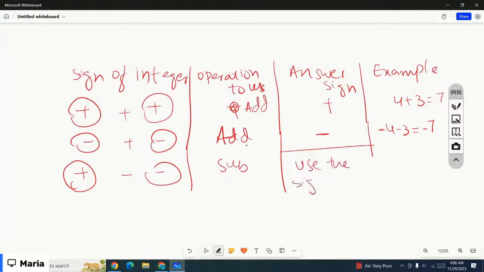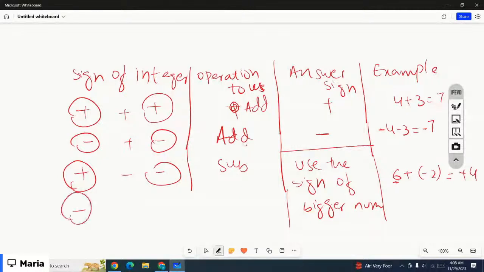Answer have the sign that is the bigger number. Use the sign of the bigger number, right? For example, you have 6 plus negative 2. 6 is greater. 6 is positive. Answer is positive. And 6 minus 2 is 4, right?